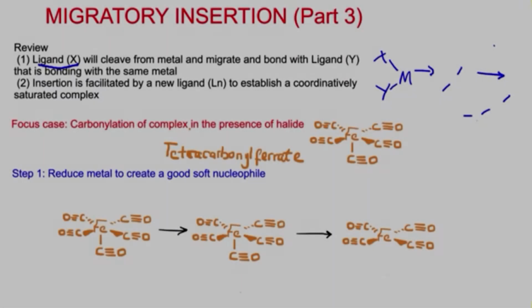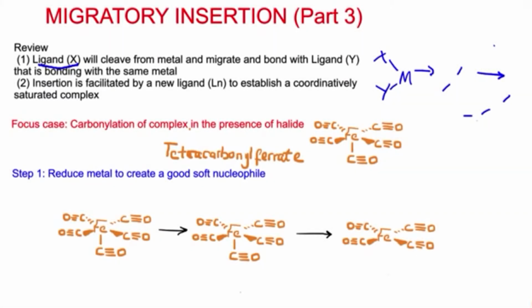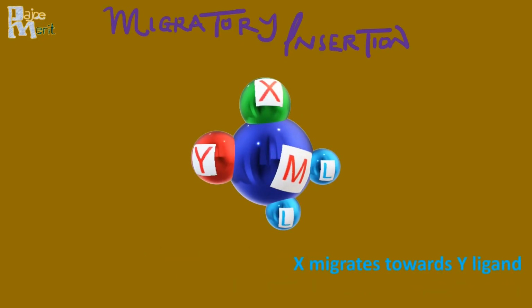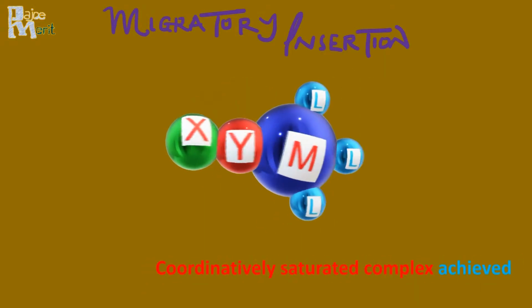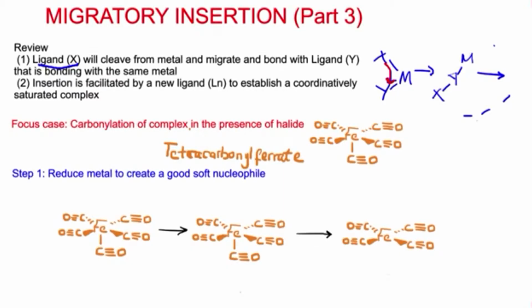So, in this particular video, we're going to focus on part 3, which is on migratory insertion, where we looked at this particular topic focusing on the skeletal equation. We have X, which cleaves from M and migrates to Y, and what happens as a result of this migration is the formation of this intermediate product, where we have our M bonding with our Y and Y bonding with X. So we have the insertion of our Y in the M-X bond, looking at it skeletally.